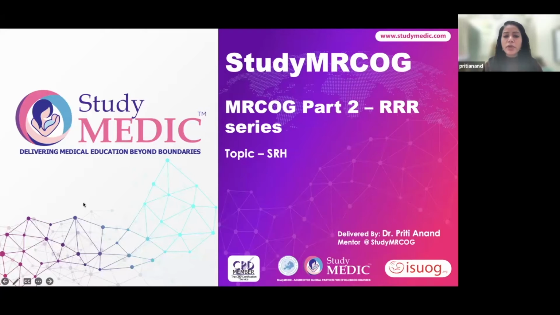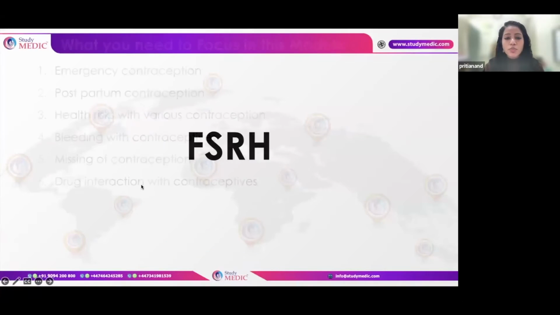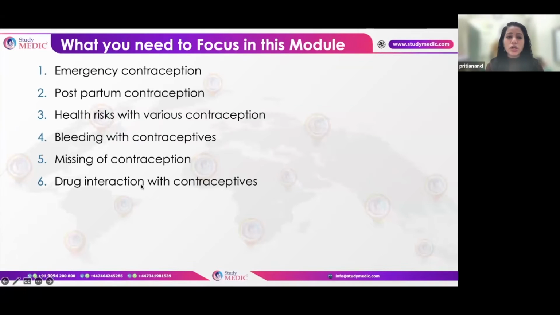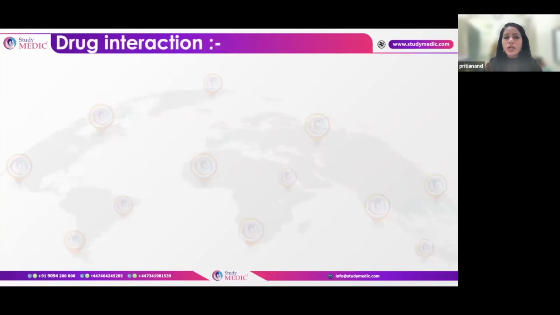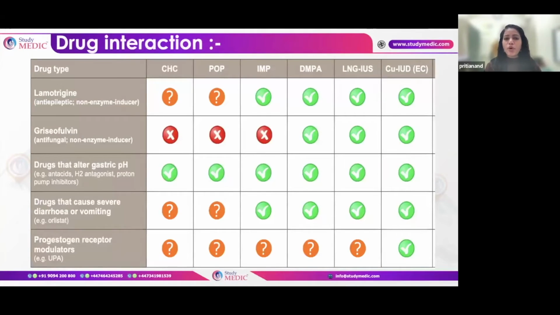I'll be trying to summarize the whole module and I'll start with the FSRH. So the most important thing in this guideline is to study all of these before you go for the exam. With regard to drug interaction, it is very important because the SBAs come from drug interaction.